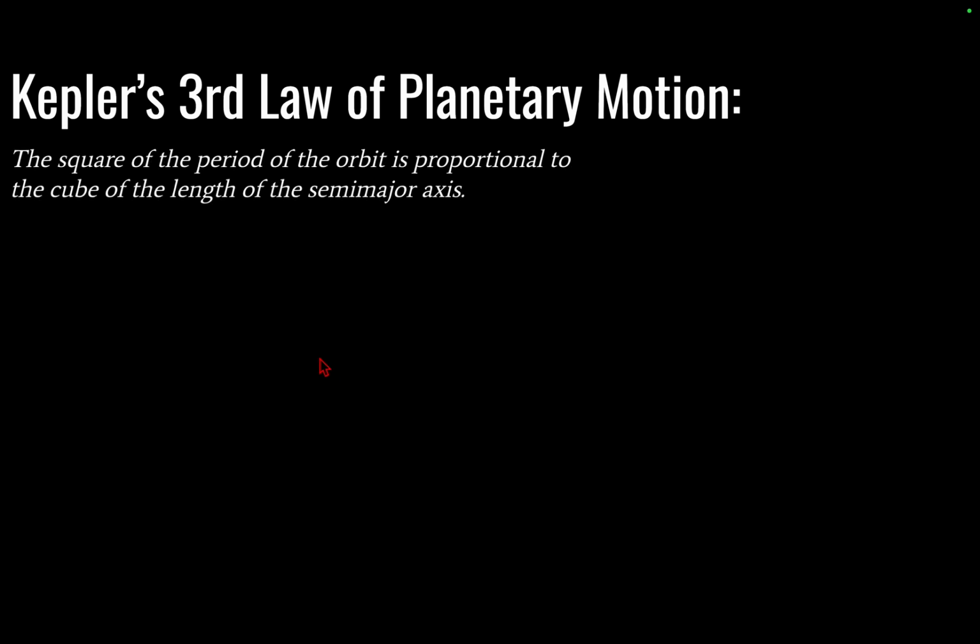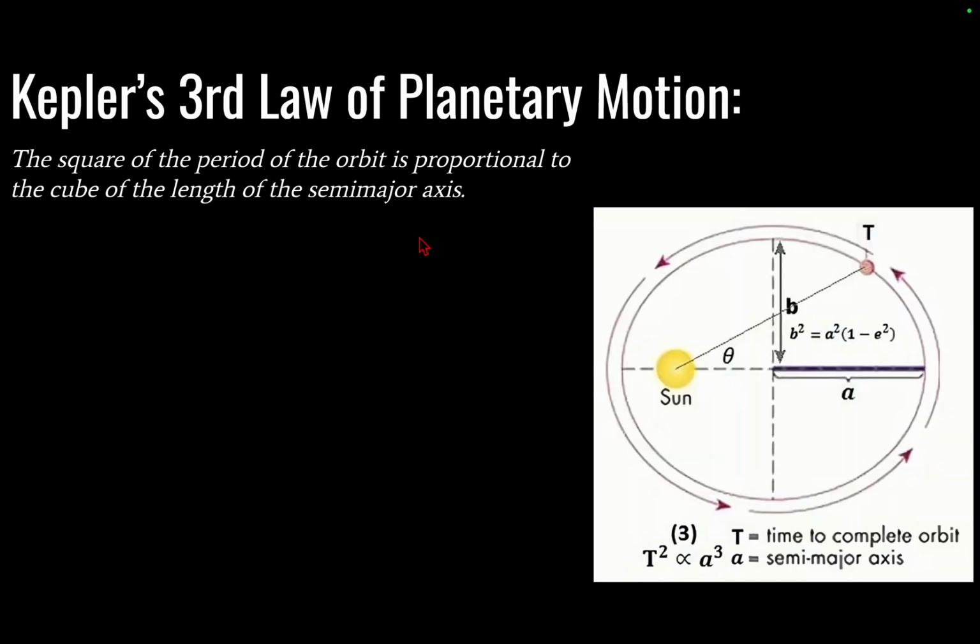Okay, third law is that the square of the period of the orbit will be proportional to the cube of the length of the semi-major axis. That sounds annoyingly complicated, but let's make it simple. So here's our diagram. This is the semi-major axis. Again, it's the distance from the center of the ellipse to the furthest distance in either direction, doesn't matter. And the period, t, the amount of time required for one full rotation about this ellipse, is proportional to this distance cubed. So t squared is proportional to this distance cubed.